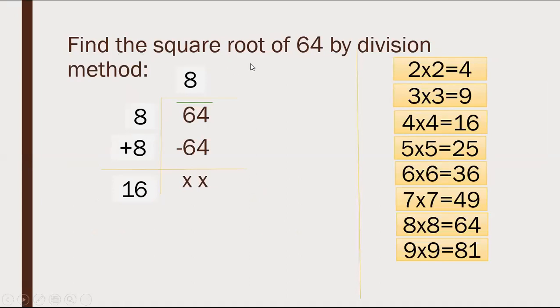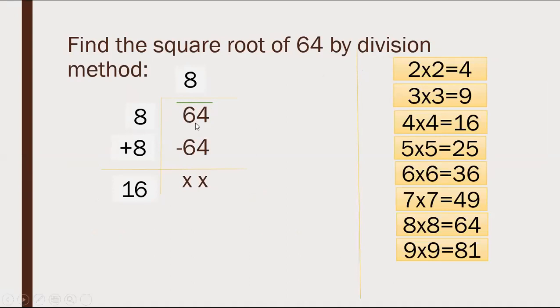Now here the question is find the square root of 64 by division method. Now I told you that we have to follow in this chapter the division method. In this method, first of all we have to make the pair. Here two numbers are there, so we have to make the pair from right to left. Step number 1 is start making the pair from right to left.